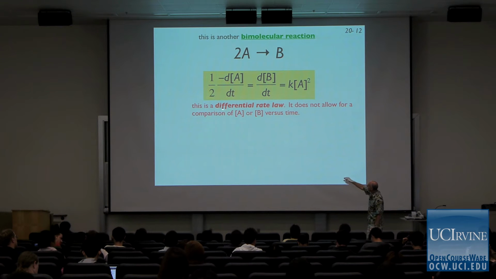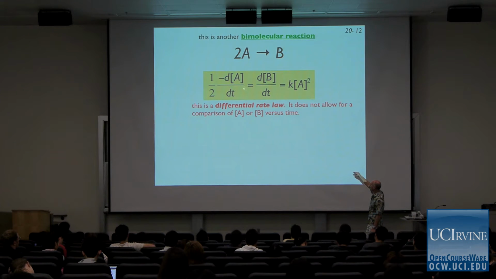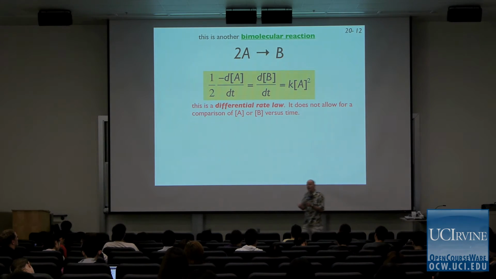So let me emphasize, this is a differential rate law. It does not allow for a comparison of A and B as a function of time. I think you can see that. This is the time rate of change of B. This is the time rate of change of A. And this is what that's equal to. I can't create a plot of A as a function of time or B as a function of time directly from this equation, can I? It's a differential rate law, not an integrated rate law. If I integrate it, then I can.